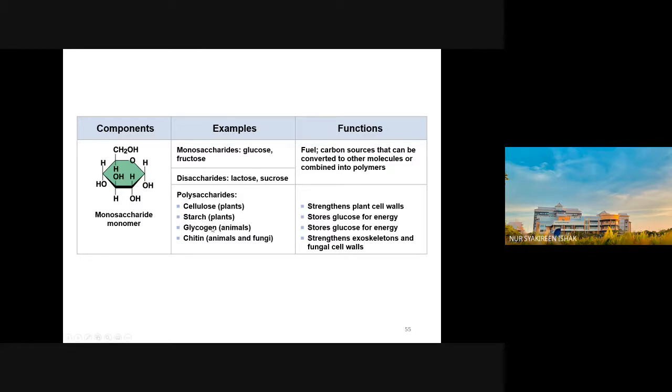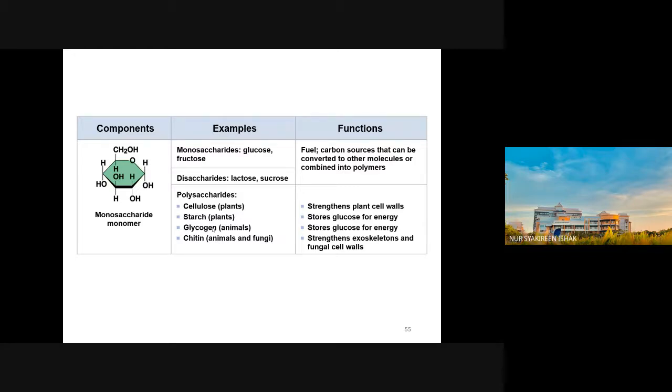Glycogen. The starch that you eat will be digested, hydrolyzed into glucose, and once the glucose is absorbed in your body by your digestive system, it gets into your blood. This glucose that gets into your blood will be converted and stored in the form of glycogen. This glycogen will be stored in the liver as a source of energy.